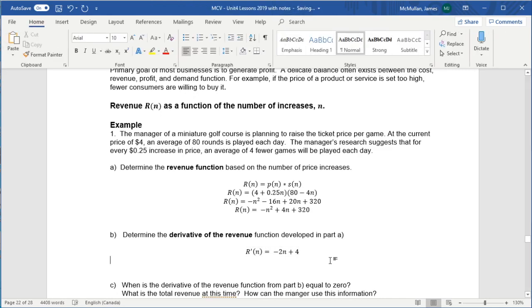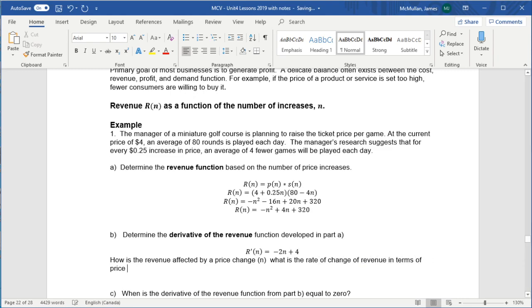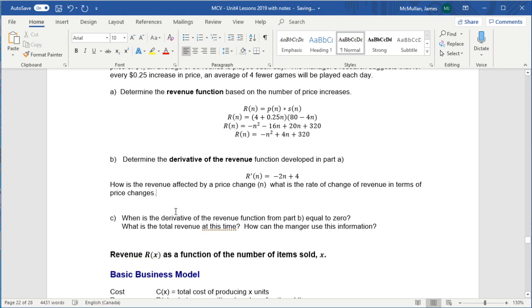And what does this mean? This means how is the revenue affected by a price change, which remember is n. So what is the rate of change of revenue in terms of price changes? Okay. When is the derivative of this function equal to 0?